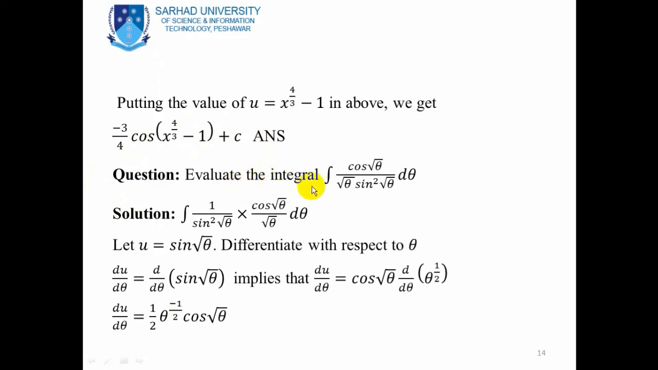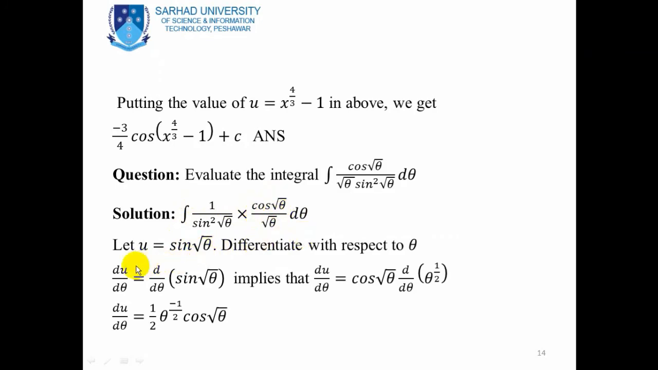Now another problem: integrate cos of root theta divided by root theta into sine squared of root theta, with respect to theta. In this problem, dear student, you see this can be written as 1 over sine squared of root theta multiplied by cos root theta divided by root theta into d theta. If we suppose u equals sine root theta, after differentiating we will obtain the other parts in terms of u.